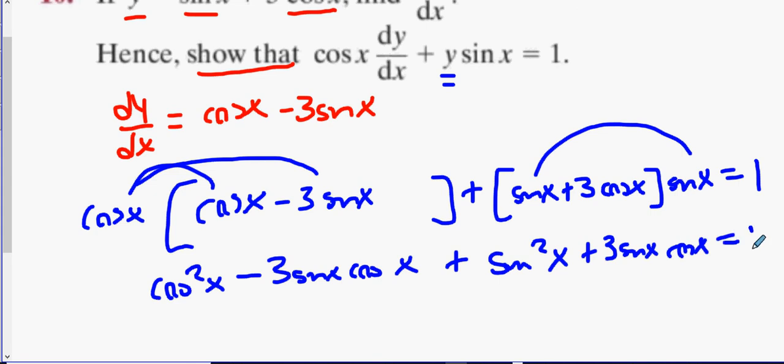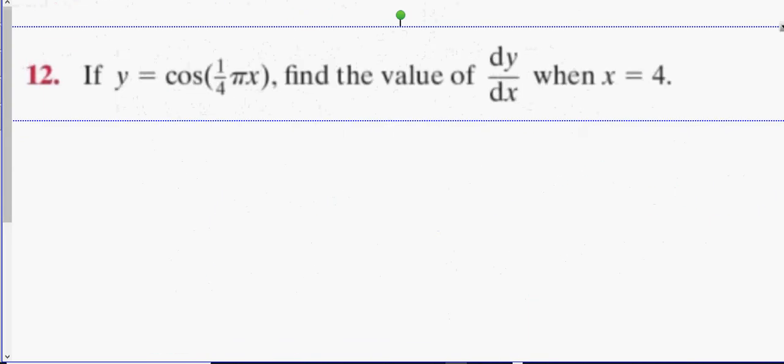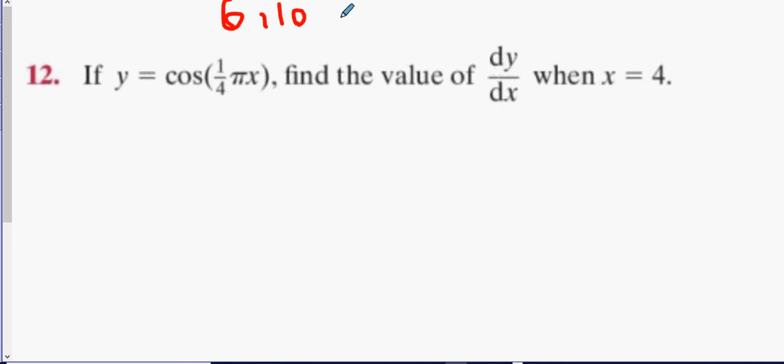Alright guys, what cancels? Those two, don't they? And what is cos squared x plus sin squared x? 1 equals 1. Done. Yep. So I've done 6 and 10, and now I'm off to do 12, I believe. 6, 10, and 12. Alright.